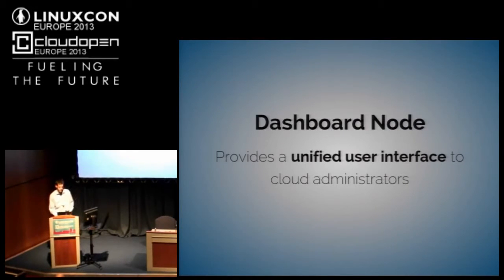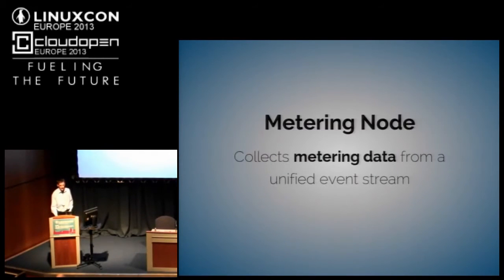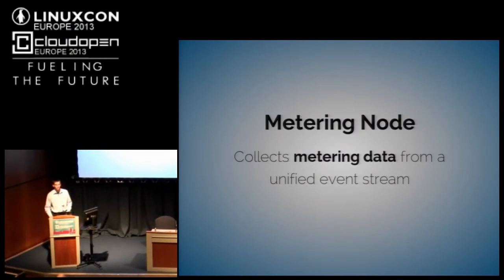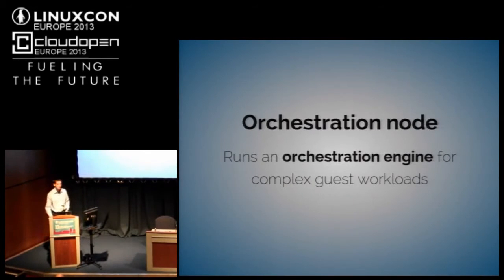Then we have a dashboard node, which provides a unified user interface to our cloud admins, obviously. Then we have a metering node. This is new in Havana. This is a node type that collects metering data from a unified event stream, which provides a set of counters and gauges related to metering of our OpenStack cloud. And finally, we have an orchestration node, which runs an orchestration engine for complex guest workloads. So this would be the node that would be running the Heat engine in OpenStack.